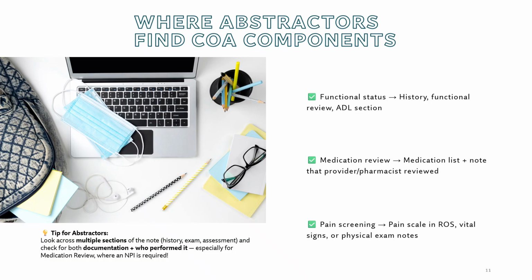I'm going to discuss the pain screening again, although it is retired, but it's good internally for quality of care. So for the pain screening, you'll check the vitals, you'll check the ROS. Most of the time, there's a pain scale documented, present, absent, or just a scale like 1 to 5. That's where you will be able to abstract that pain screening.